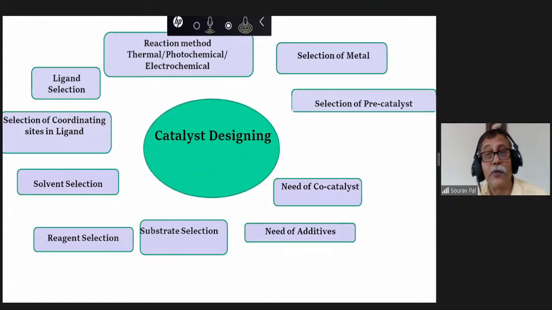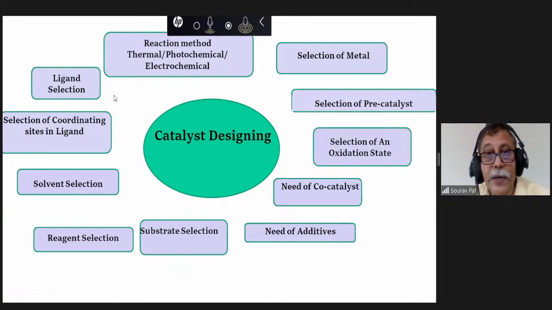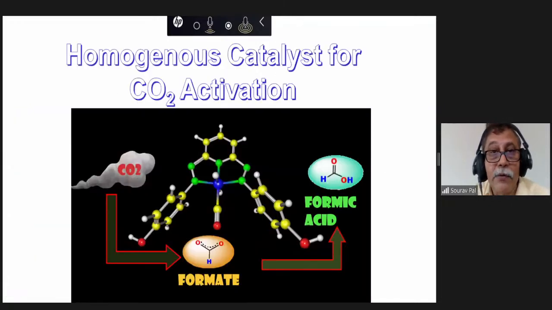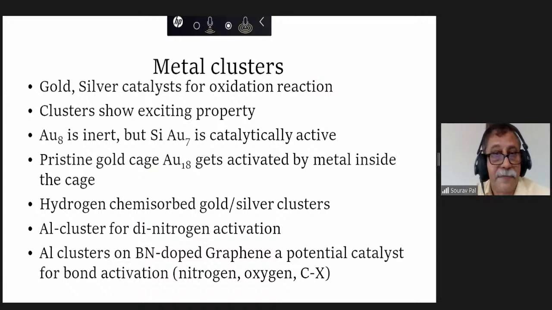Very recently, we are doing catalysis design for using several, not just metal, organometallics in particular, pre-catalysts, co-catalysts, several metals. In particular, we are looking at homogeneous catalysis for CO2 activation, for CO2 to formate and formic acid. I just talked about this metal catalyst. I talked about gold and silver catalysts in particular.